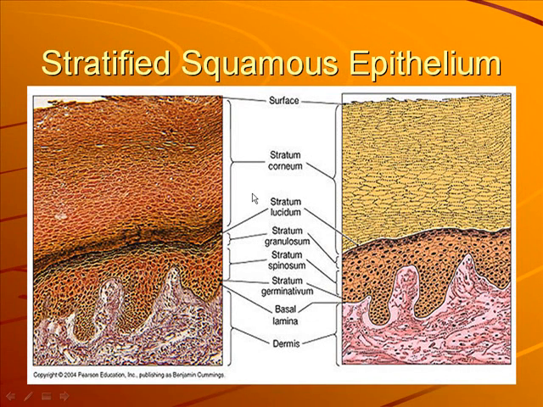The surface, the stratum corneum, the stratum lucidum, the stratum granulosum, the stratum spinosum, the stratum germinativum, the basal lamina, and then the dermis. Lay people think this is the dermis. As you can see, the dermis is much further down in the deeper layers. You will need to know these different layers of the skin, and you'll have to be able to identify these.